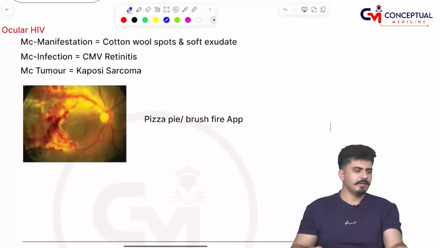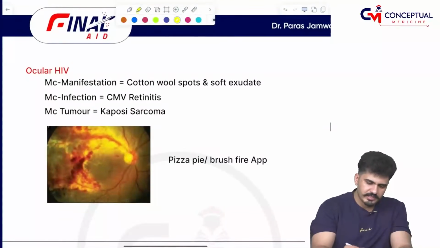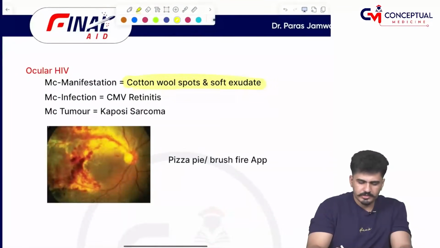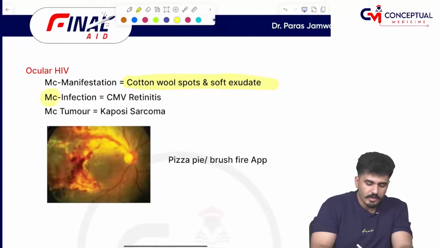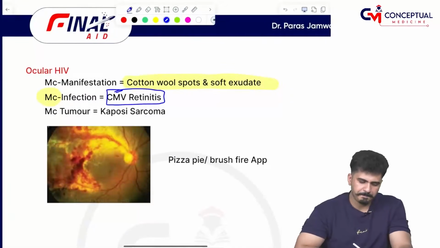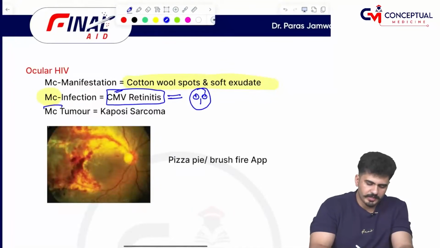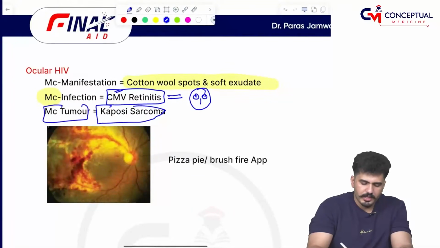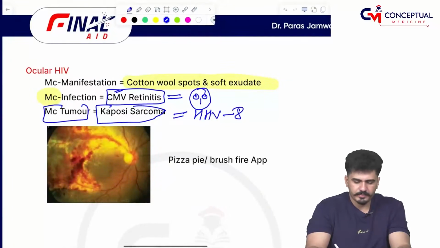Ocular HIV, a commonly asked question, sir. Remember, the most common manifestation is cotton wool spots and soft exudate. The most common infection is CMV retinitis. Cytomegalovirus, where you are going to see owl eye appearance. And the most common tumor is Kaposi sarcoma, a highly vascular tumor. Yesterday also we studied HHV8.